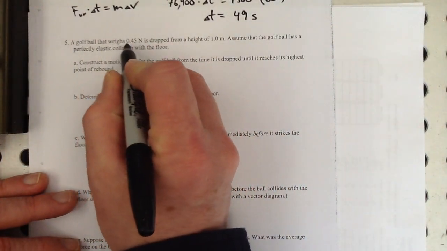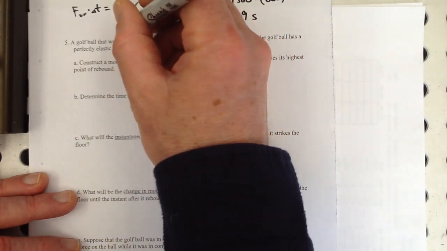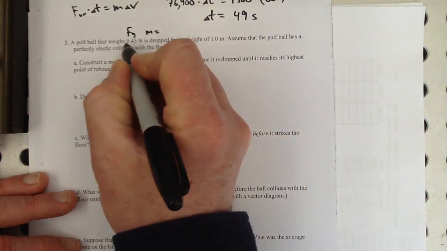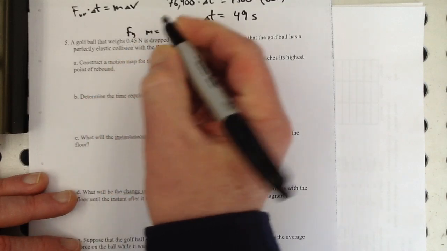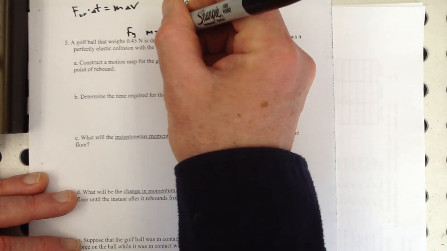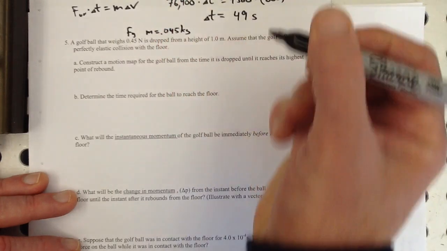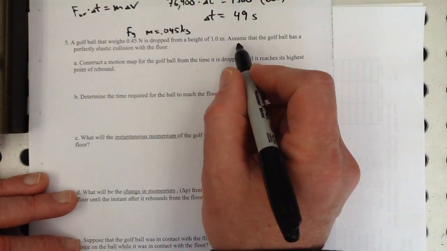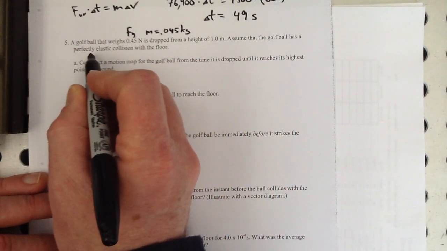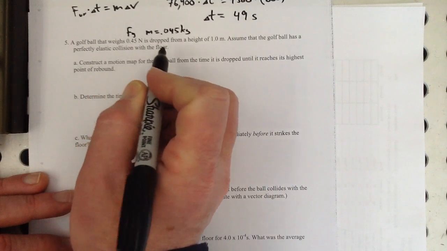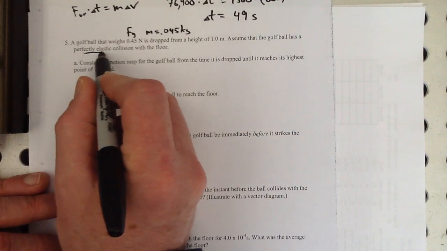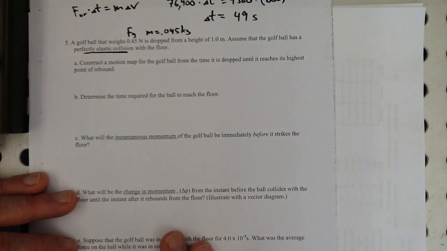Golf ball that weighs 0.45 newtons, that's its gravitational force. And just while I'm looking at that, its mass, I have to divide. This is the number that's already been multiplied by 10. So its mass would be 0.045 kilograms. It's dropped from a height of 1 meter. Assume that the golf ball has a perfectly elastic collision with the floor. That's getting a little bit ahead. I didn't mention that in the notes before. That's something I'm going to talk about in your next set of notes.